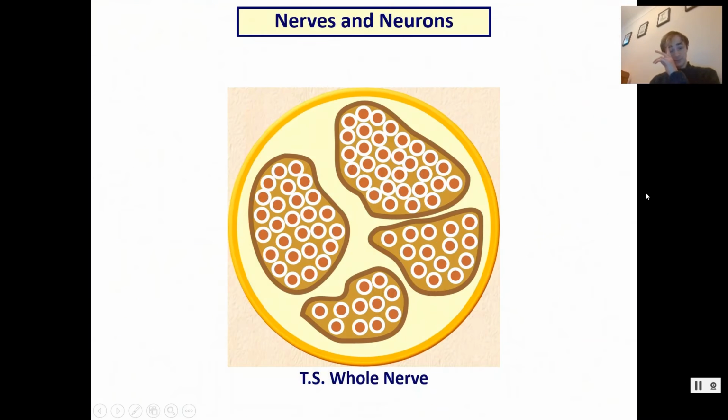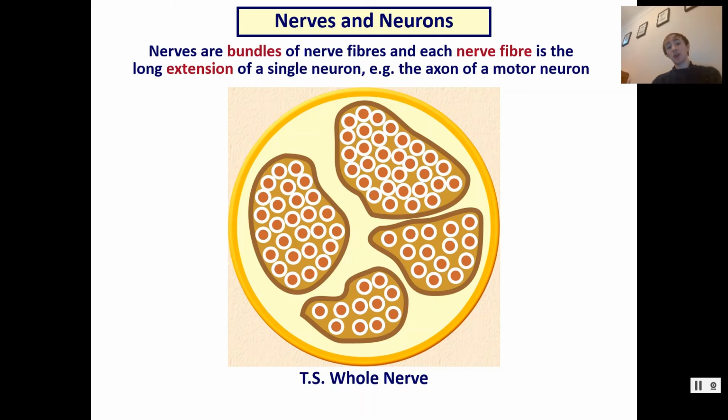So, one thing I need you to understand is that neurons and nerves are not the same thing. Nerves are made of nerve fibres, and nerve fibres contain the axons of neurons. So basically, a nerve is just a bundle of a lot of neurons. Thousands, hundreds of thousands of neurons.